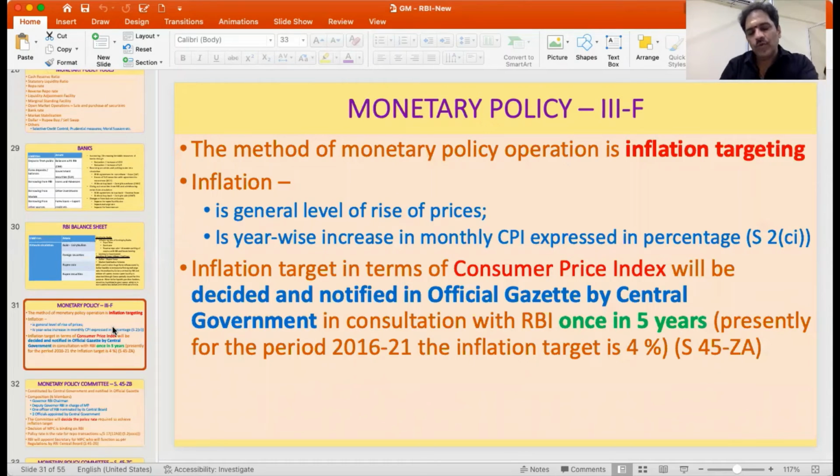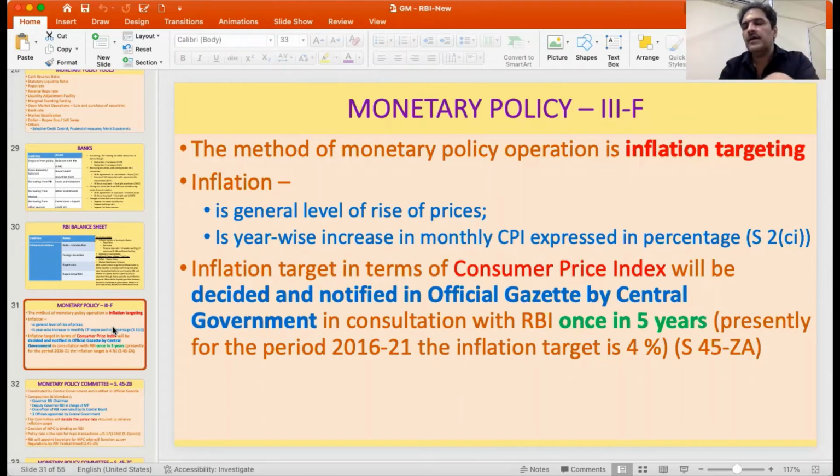Now, just a few bits about the important provisions that are there as far as the monetary policy is concerned. So first, the method of monetary policy operation is what is called inflation targeting. So what is inflation? Inflation is the general level of rise of prices. And basically, what is the index that is used for identifying the prices? You have a wholesale price index, you have a consumer price index, etc.